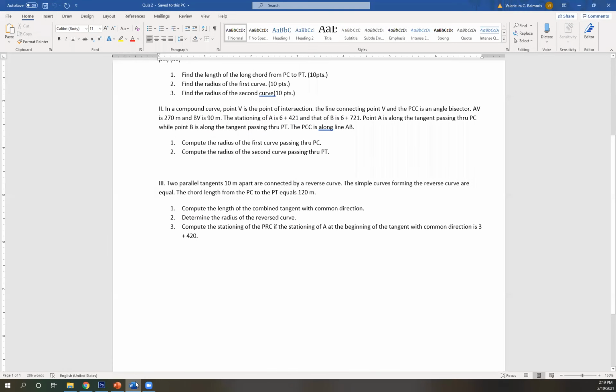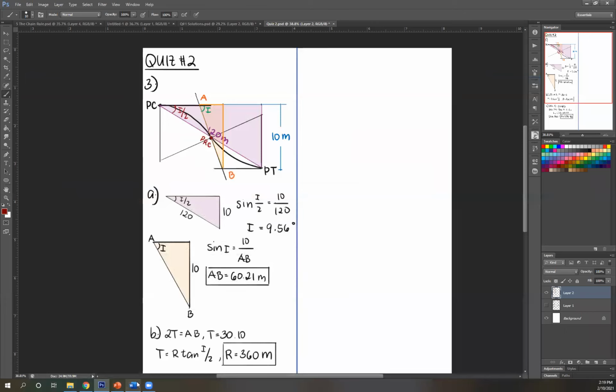So next, number 1, compute the length of the combined tangent with common direction. Compute the length of the combined tangent with common direction. So what does that mean? That is your combined tangent here, right? Or your common tangent. So it's this length. I want to know that.